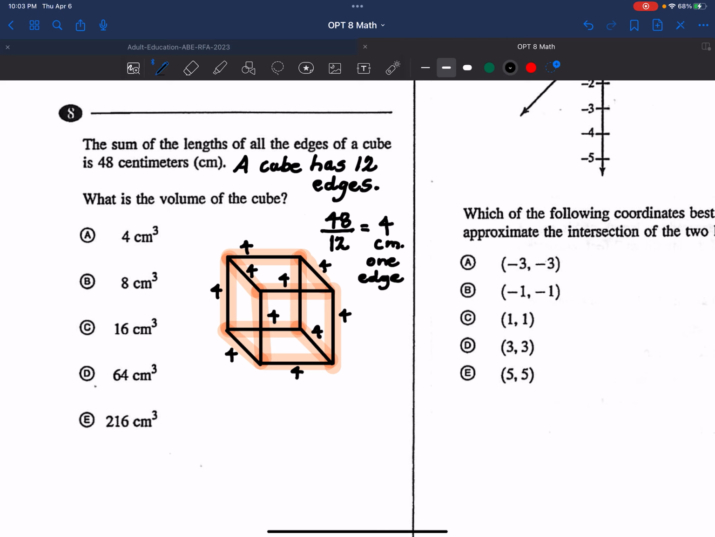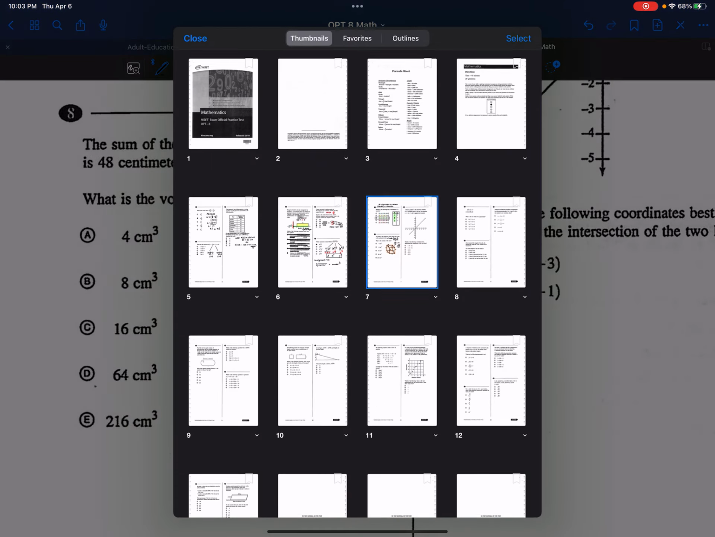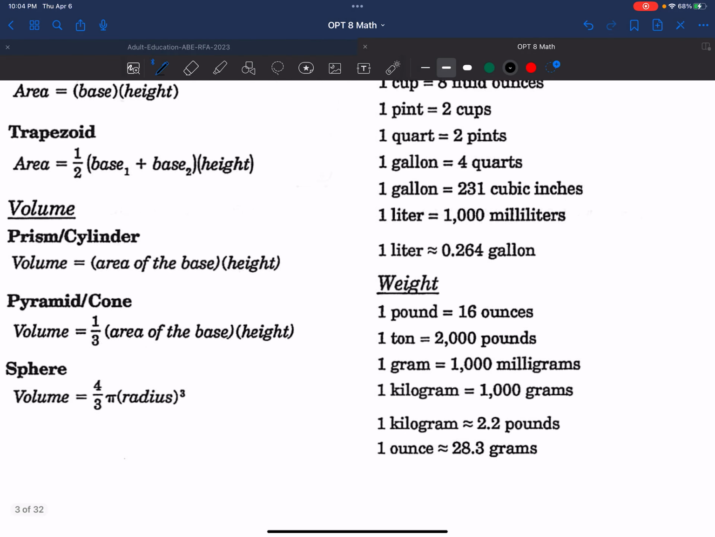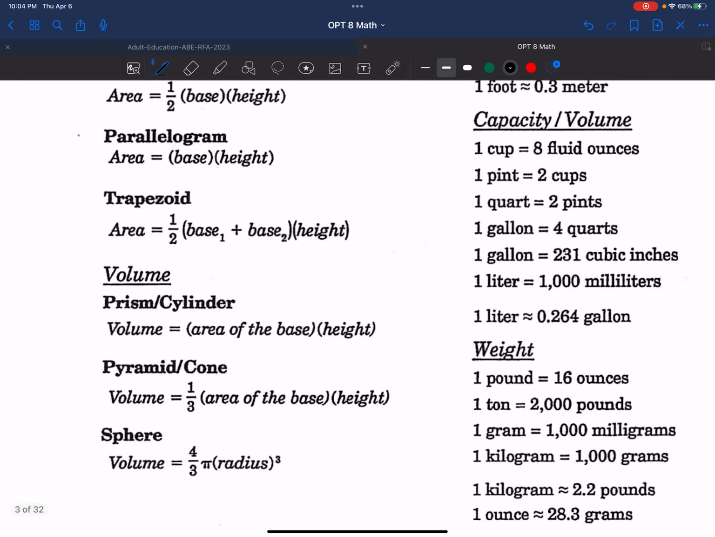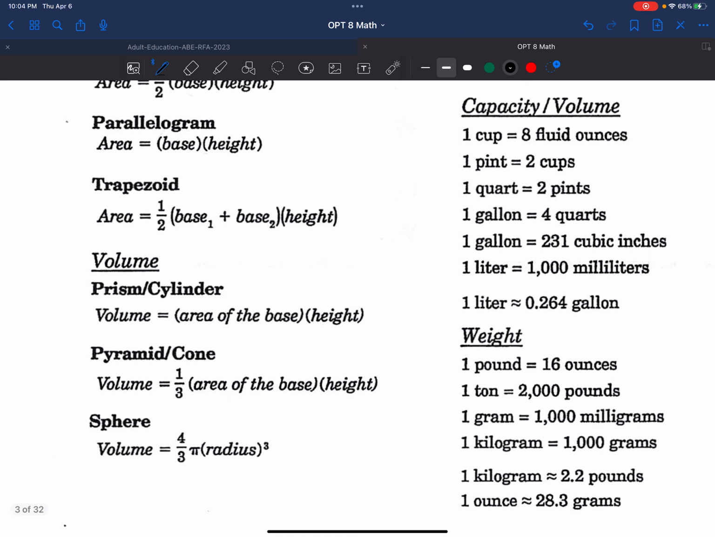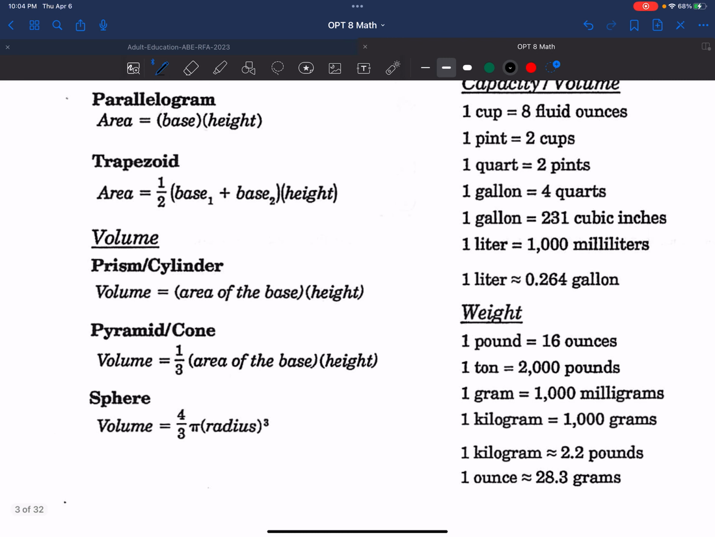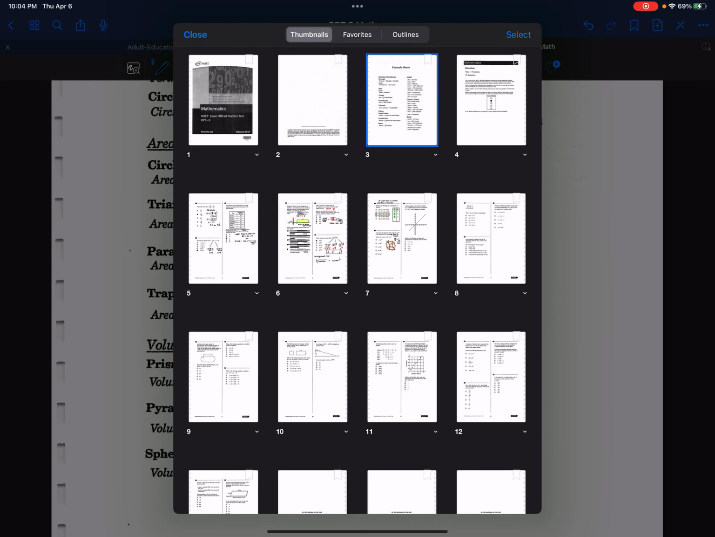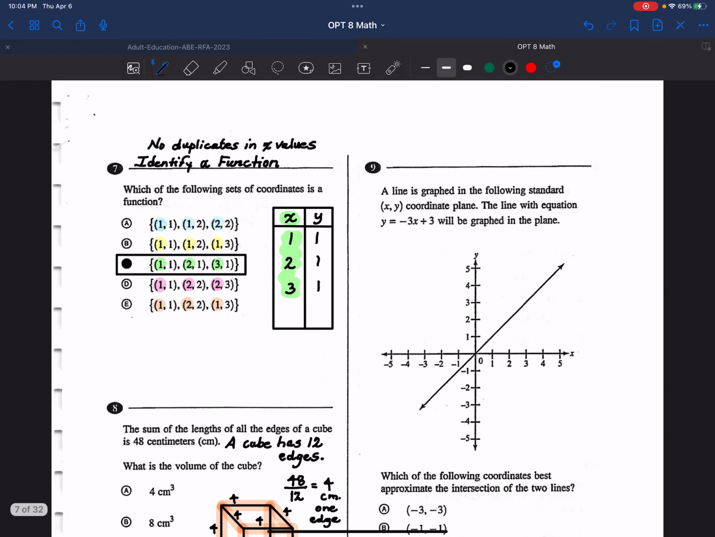Now, I want to remind you that on your test, you will have a formula sheet. Looks something like this. And here is the volume. I bet it doesn't give, it doesn't even give you volume of a cube at all. So you have to know that one. Oh, here it is. Volume of a prism or a cylinder is the area of the base times the height. The easiest thing for me is just going to be to think of it as this.